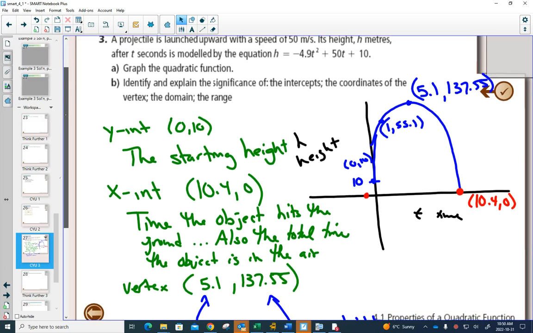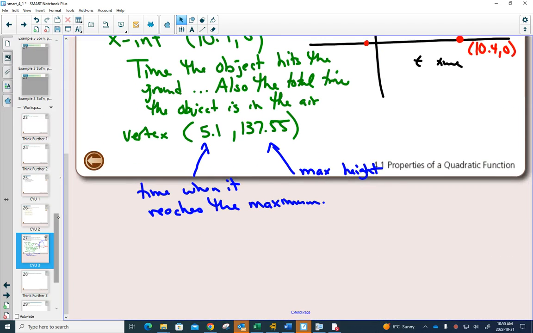The domain and the range. Now, this is an interesting question because for quadratic equations, the domain is usually everything, because an x squared equation can be everything. And any question you've had up till now that says, what's the domain of this parabola? You would write x belongs to the real numbers, x, e, r, and you'd be fine.